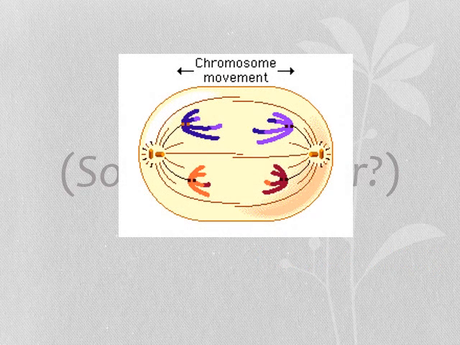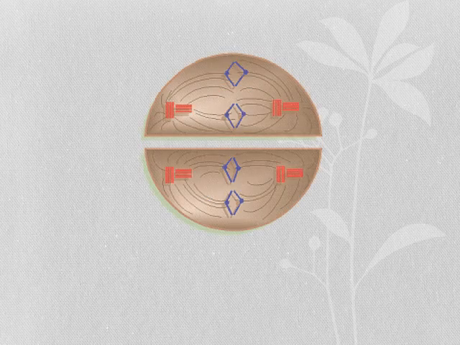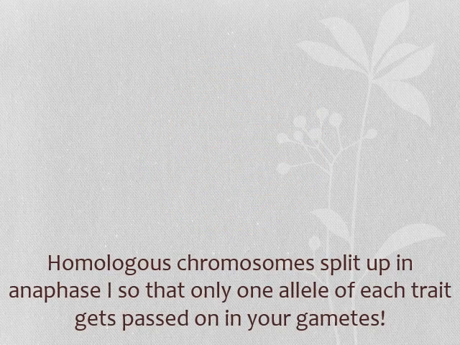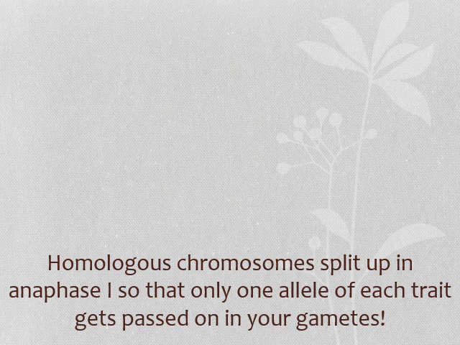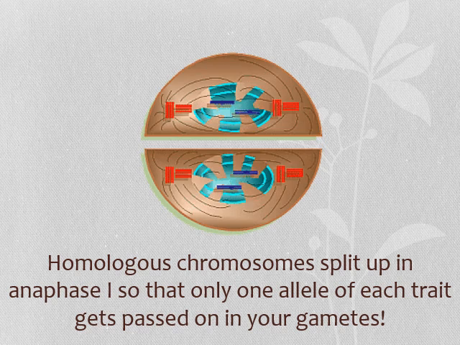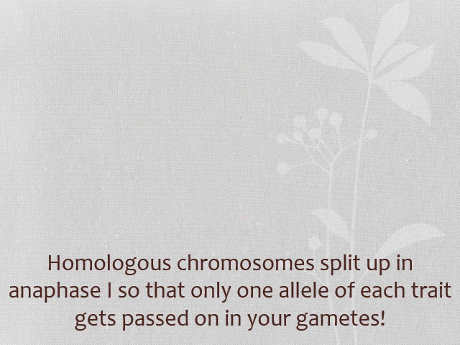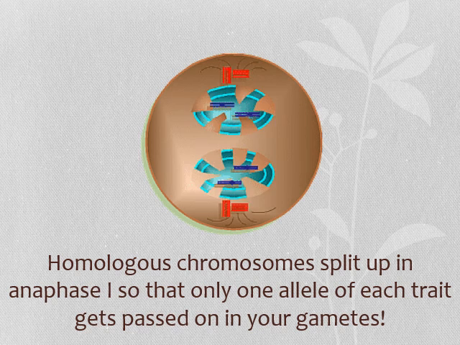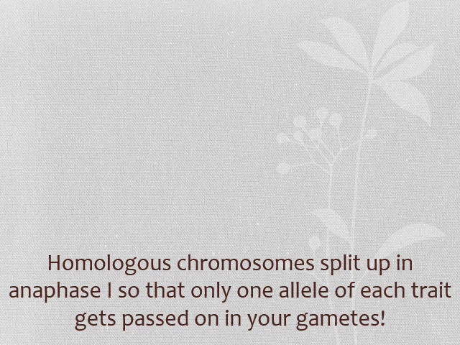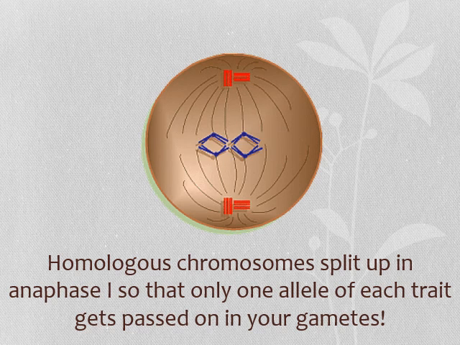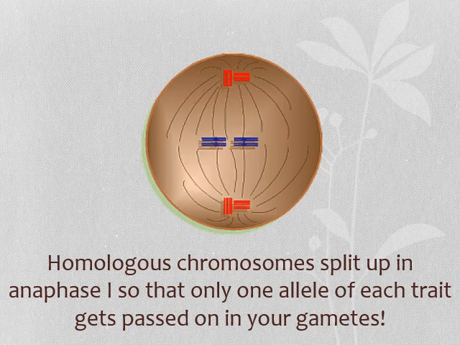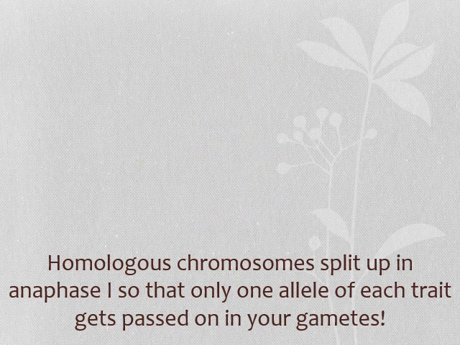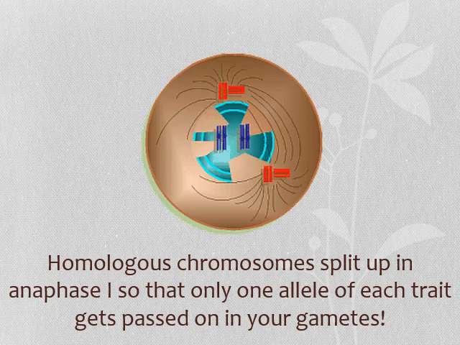So, if you go ahead and take a look at this, what are we looking at? Now that is some high quality animation right there. So homologous chromosomes split up during anaphase 1 of meiosis, so that only one allele for each trait gets passed on in your gametes, or the sex cells, the sperm and the egg. So with the help of anaphase 1, our homologous chromosomes separate so that each cell has a specific variation that will be passed on to the offspring.